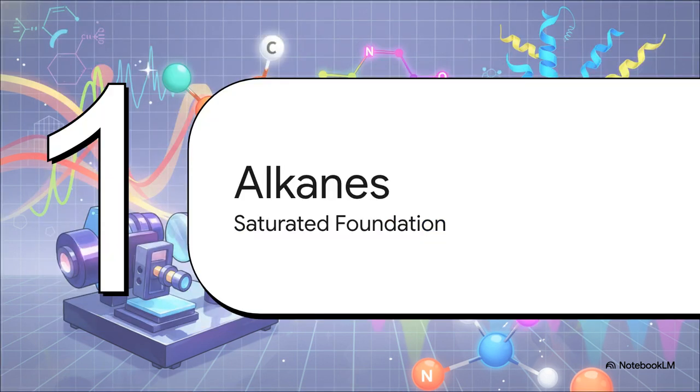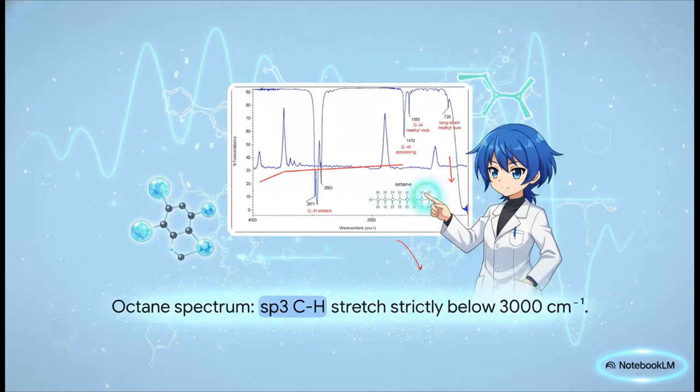Moving right along to Section 2, alkanes, the saturated foundation. Let's look at a real-world example with octane, a straight-chain, fully saturated alkane. Notice how the data perfectly obeys that golden rule we just talked about? The sp3 carbon-hydrogen stretch sits strictly below our 3000 threshold, clustered tightly right around the 2850 to 3000 mark. There are absolutely no peaks crossing into that territory above 3000. It's a clean, textbook confirmation of a completely saturated structure.